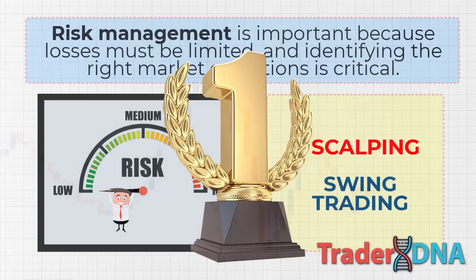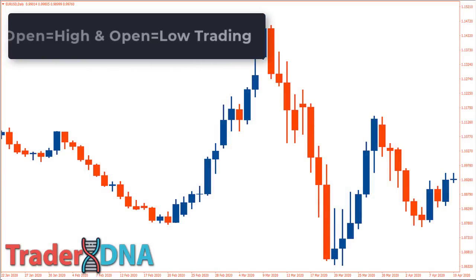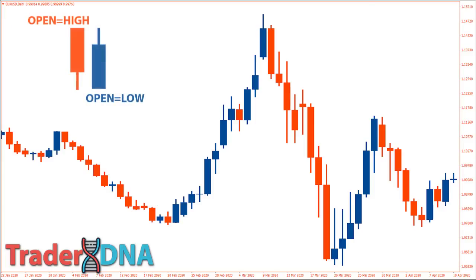First, the Open High and Open Low Trading Strategy. The Open High and Open Low strategy is one of the best scalping and swing trading strategies for beginners to learn. Although the accuracy rate varies between 50 and 70%, this strategy can help you succeed in intraday and swing trading if used with proper risk and money management.